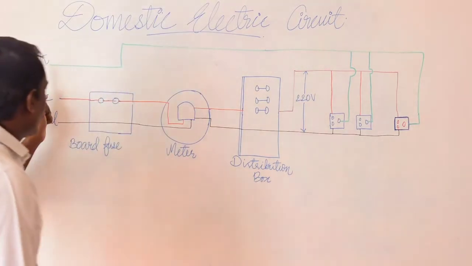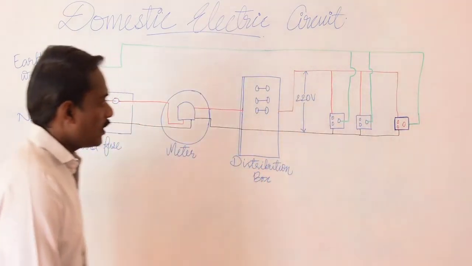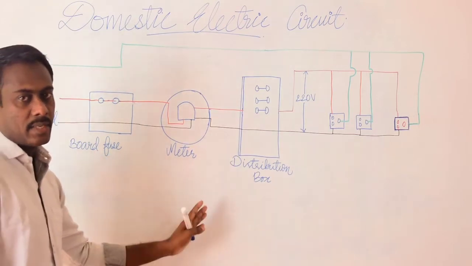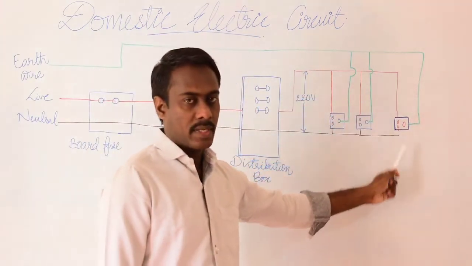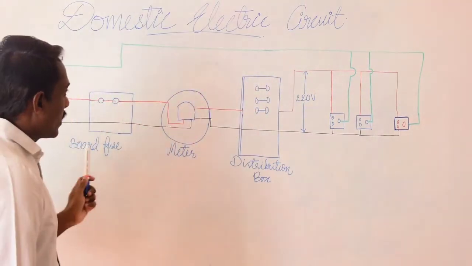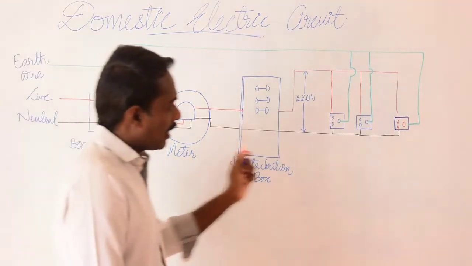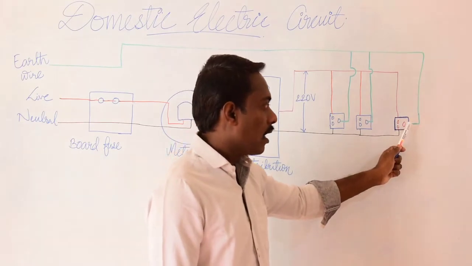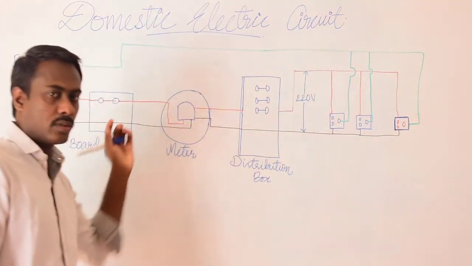A third wire, a green colored insulated wire, is also connected to appliances, especially those which have a metallic body. This green wire is directly connected to the metallic body of the appliance, and it is called an earth wire. And what is the use of an earth wire? The earth wire is used as a safety measure. If there is any leakage of current in the metallic body of the appliance, that leakage will be picked up by this wire and drawn to the ground.